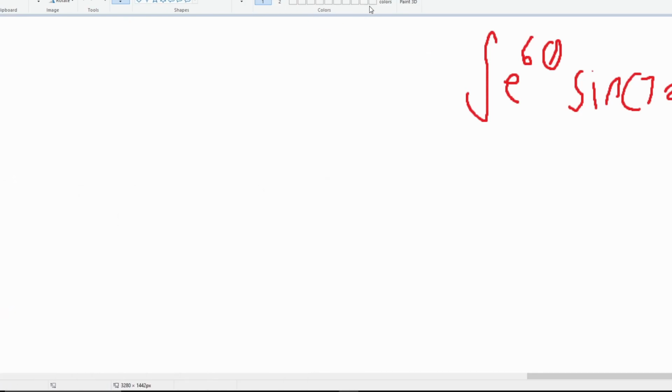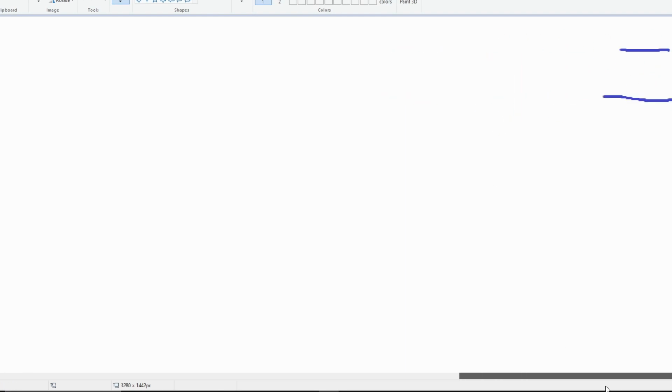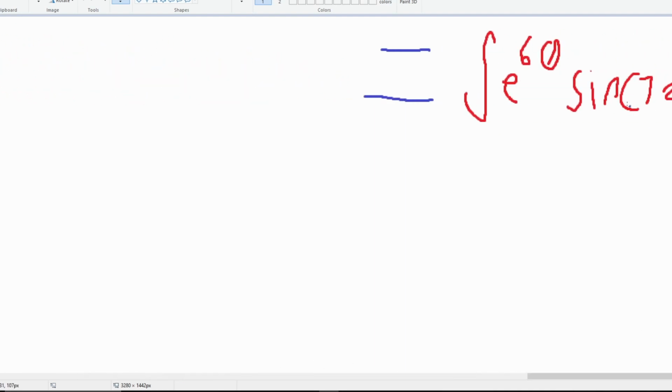So this is all equal to, you know what, we'll use blue. Makes things a little easier on the eyes. Now before we go any further, we need to choose what we want to be g prime of x. Technically, you could choose whichever one you want. If you do the math correctly, it'll work, but it will be much easier if you choose one using the acronym, LIPET or something. Today I'll be using sine 7 theta as g prime of x.